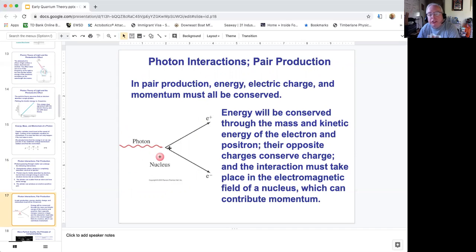Once again, this is predicted by conservation of momentum, where we have a photon that's traveling by, and for some reason, and there could be lots of reasons, an electron is ejected and a positron is also ejected. A positron has the same mass as an electron, but has a positive charge.